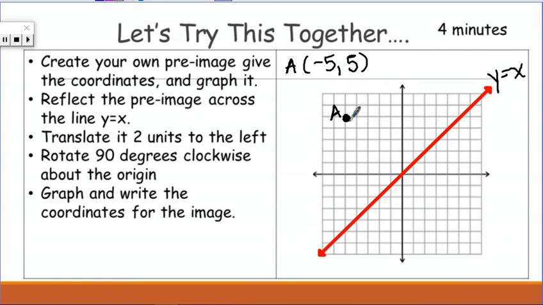Show it this way. So what I'm going to do is I'm going to count. I'm 1, 2, 3, 4, 5, 6, 7, 8, 9, 10 spaces away from this line. So I'm going to go 10 spaces down. 1, 2, 3, 4, 5, 6, 7, 8, 9, 10. So here is the new spot. This is my A prime so far. So that was the first thing I need to do. A is the preimage. A prime is the image. This ordered pair here for A prime is 5 and -5.